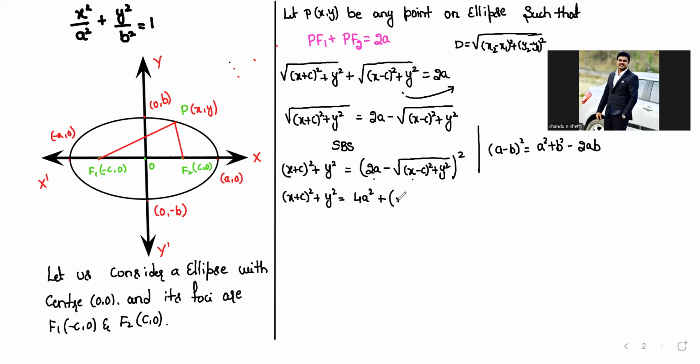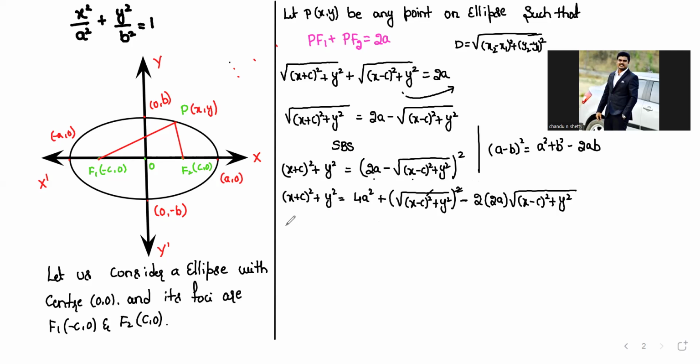So here square root of x minus c whole square plus y square whole square, a square plus b square, is got. Now minus 2 of 2a and again square root of x minus c whole square plus y square, the a square plus b square minus 2ab formation. We got it. Now square and root cancel. You got it. Observe the remaining thing.